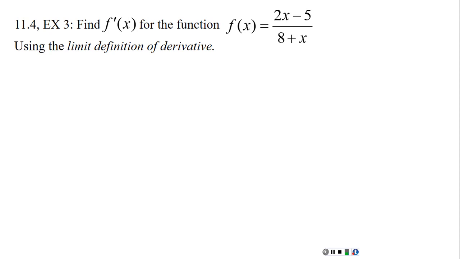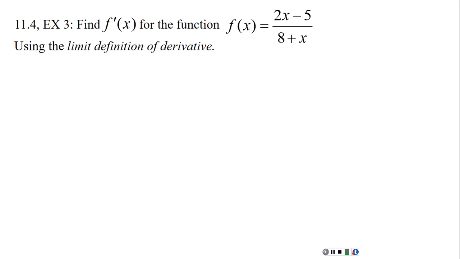Okay. So we want to find f prime of x. That's the derivative of f of x, or the instantaneous rate of change, or the slope at a given point. Okay? We want to find the derivative for this function using the limit definition of derivative. That's the only way we'll be finding the derivative on this test, the limit definition of derivative.